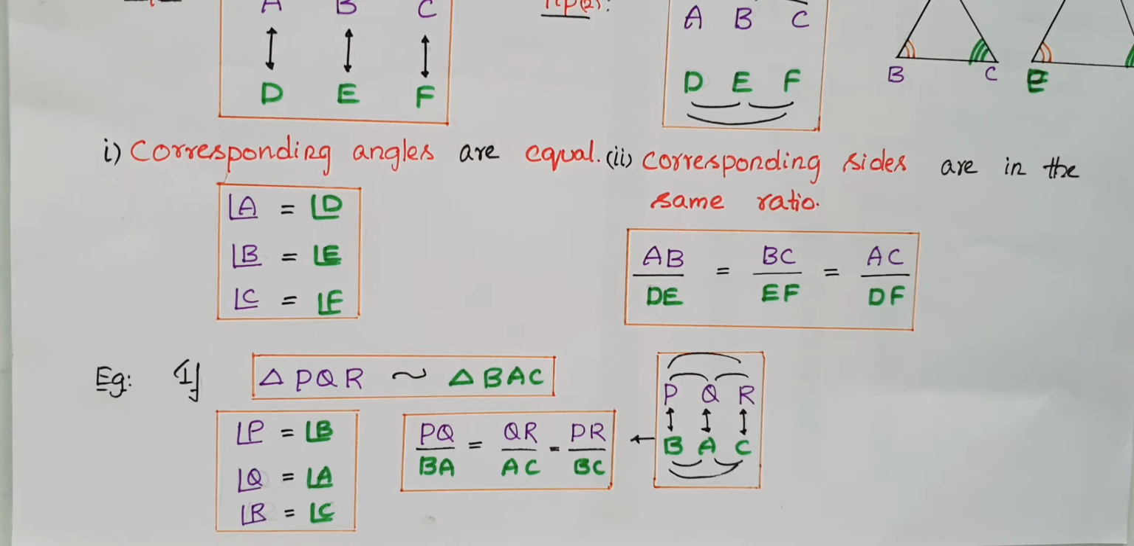For example, if triangle PQR is similar to triangle BAC, write the letters here in an order PQR and BAC. These are two triangles and here the corresponding angles are equal. So angle P is equal to angle B and angle Q is equal to angle A and angle R is equal to angle C, and the corresponding sides are in the same ratio. So PQ by BA is equal to QR by AC is equal to PR by BC.